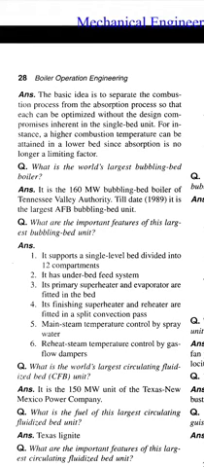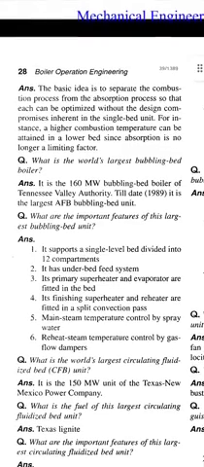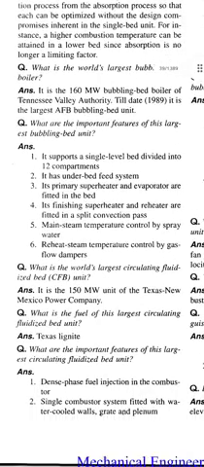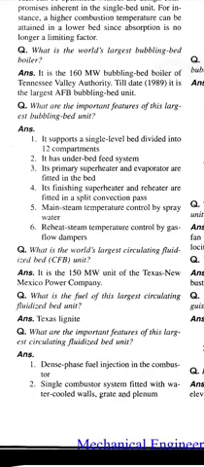Next question. What is the world's largest bubbling bed boiler? Answer. It is the 160 megawatt bubbling bed boiler of Tennessee Valley Authority. Till date, since 1989, it is the largest AFB bubbling bed unit. Question. What are the important features of the largest bubbling bed unit? Answer. It supports a single leveled bed divided into 12 compartments.